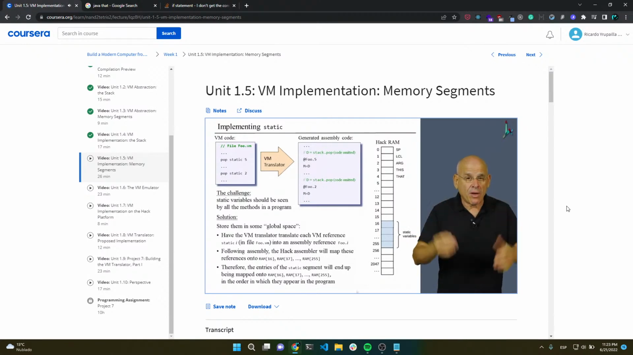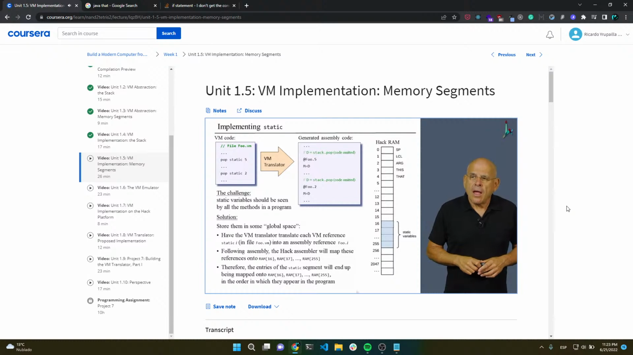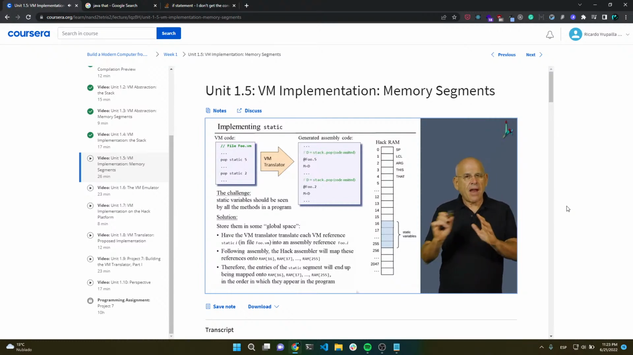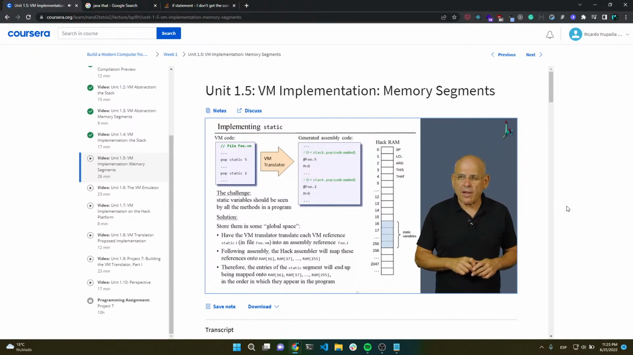It's the order of appearance in the code which determines where each one of these variables will be mapped on the RAM. So that's how we implement the static segment. It's a little bit hairy, but it works, and it works quite well.